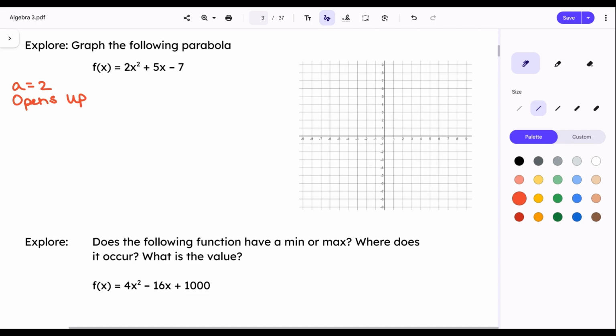And because it's going to open up, it's going to look like this. The vertex is going to be at the way bottom. I always think about these like valleys. You're at the very bottom of the valley and you've got to climb your way out. So you're going to have a minimum value. Okay, let's start finding our vertex, because our vertex would be that minimum point.